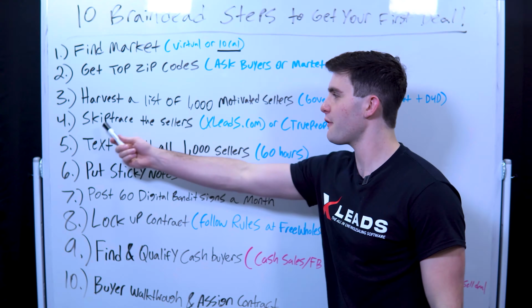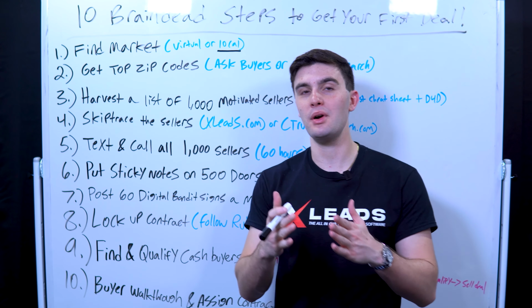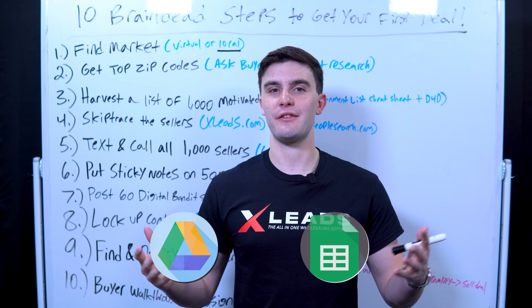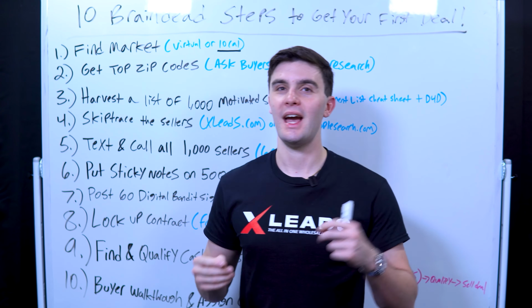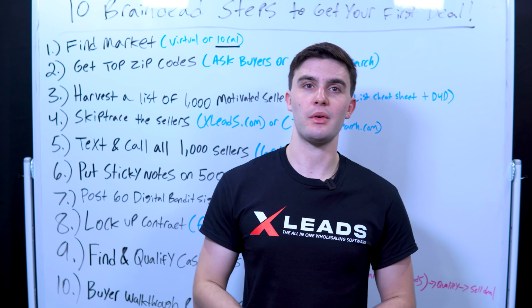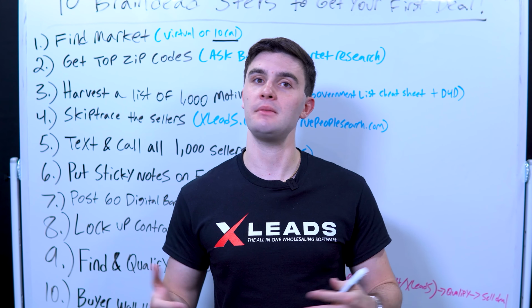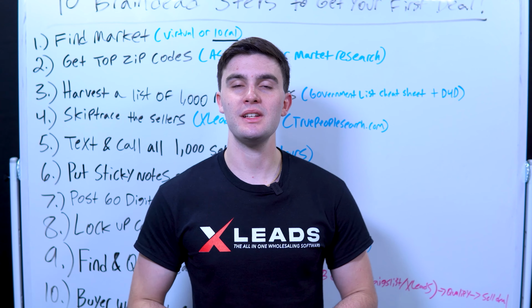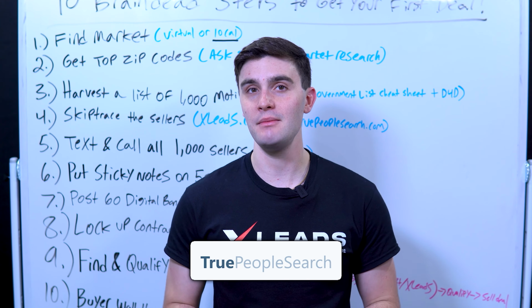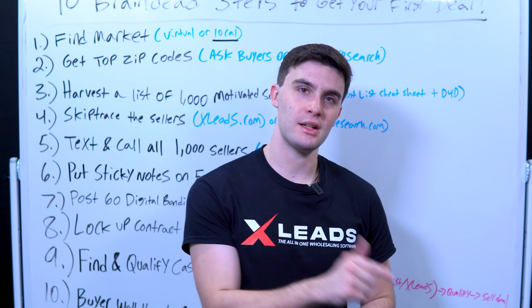Number 4, once we get that list, we want to put it inside of a Google Drive or a Google Sheet. This is just like a free Excel format, so it's pretty simple. And what we want to do is skip trace this data set. Now, there's 2 ways to do it, right? If we are broke, we got no money, no problem. What we're going to do is take that information, plug it into a website like truepeoplesearch.com, and then get their phone number and put it into the spreadsheet.